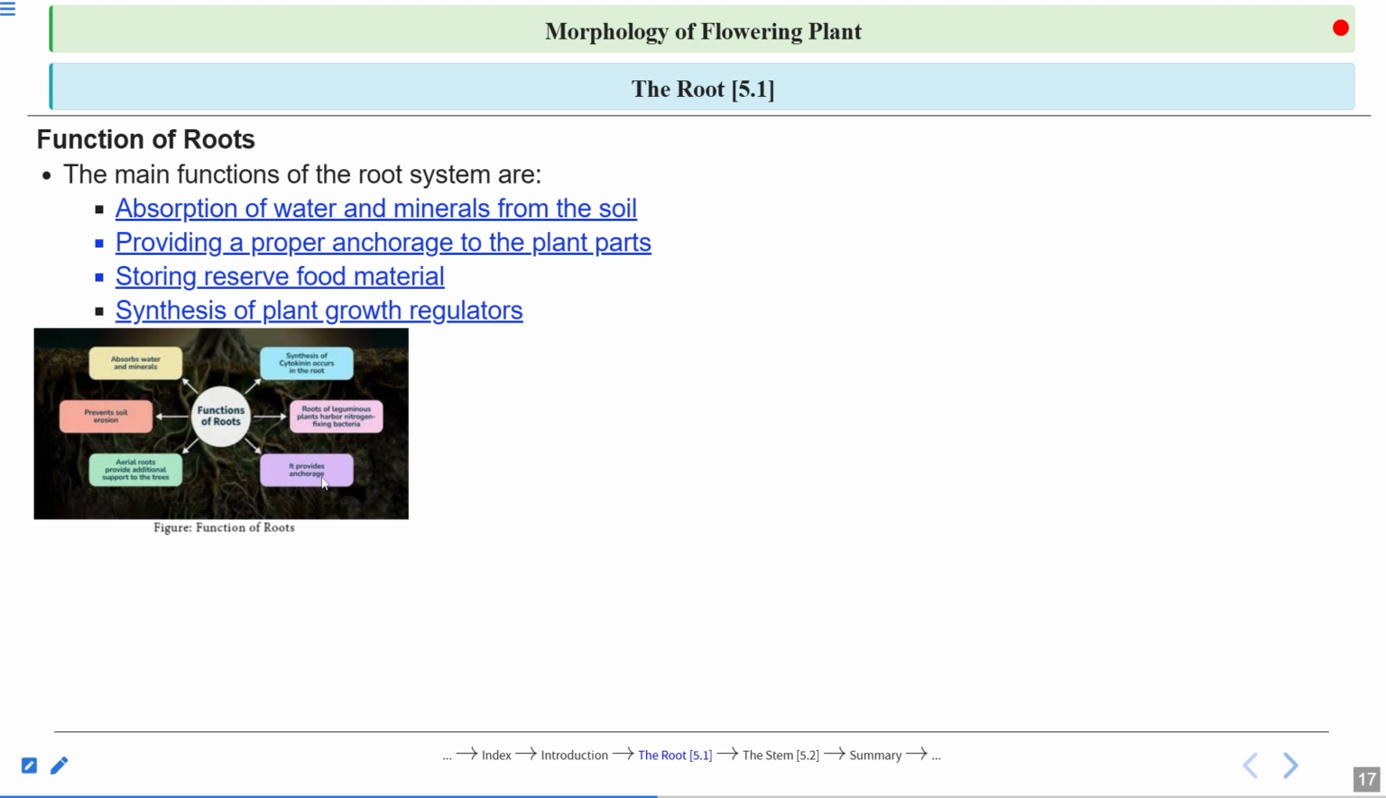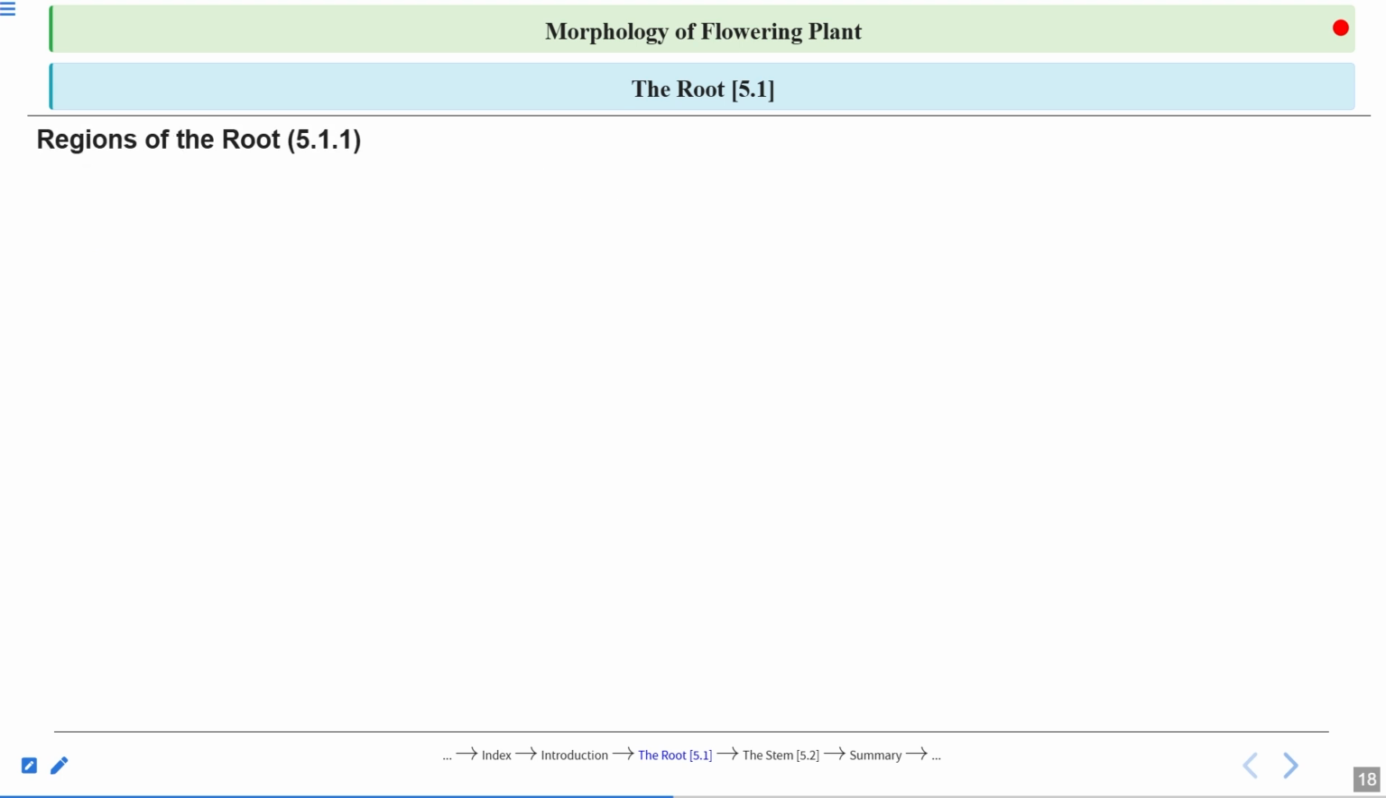It provides anchorage, and roots of the leguminous plant harbor the nitrogen fixing bacteria. So there it is helping in the process of nitrogen fixation as well. So these are some of the functions that are very specific. They are confined to one or two types of roots only, right? Yes, cytokinin promotes cell division.